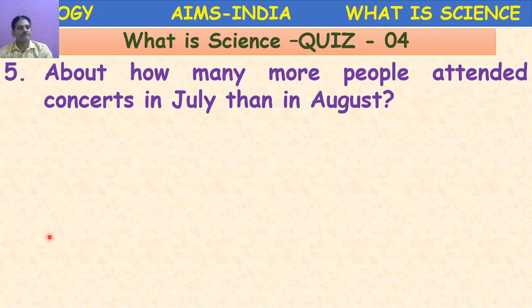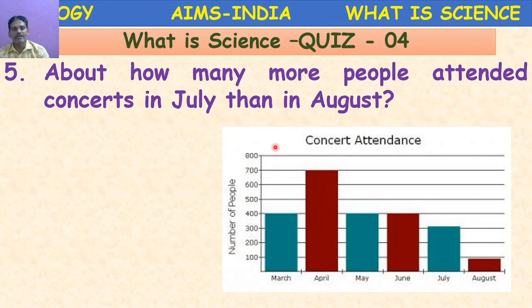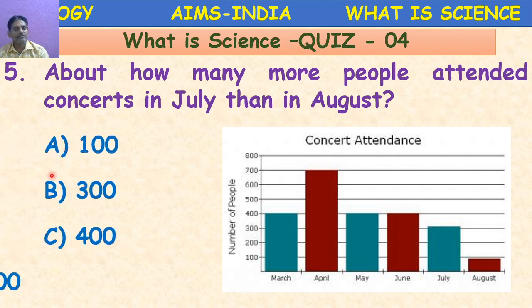Children, question number 5. About how many more people attended concerts in July than in August? So here one graph is given. You go through this graph and give the answer. A 100, B 300, C 400, D 200.